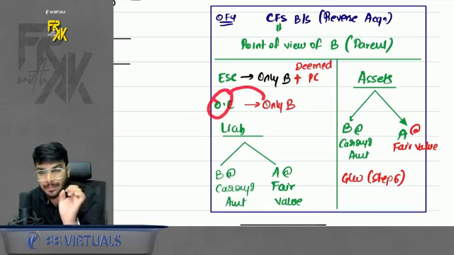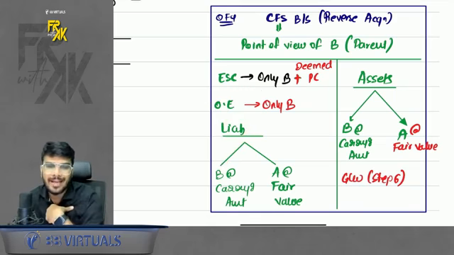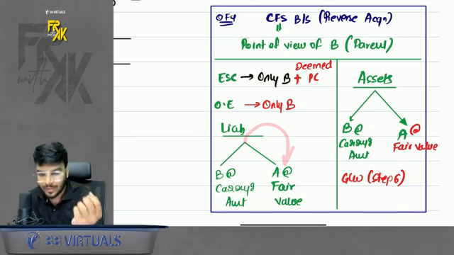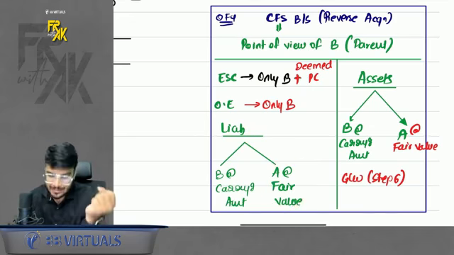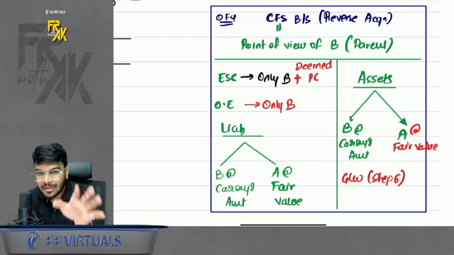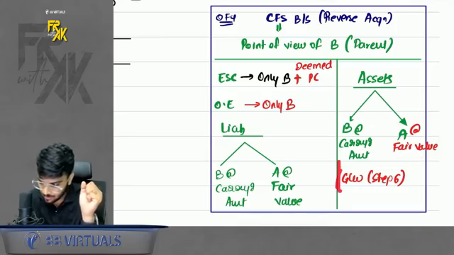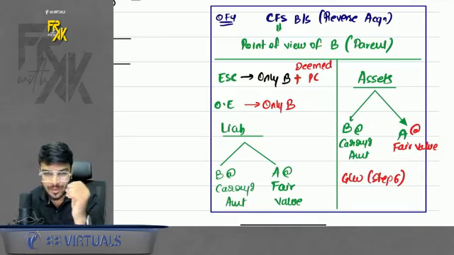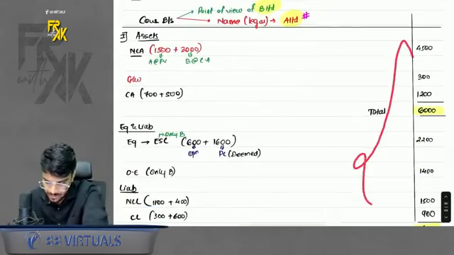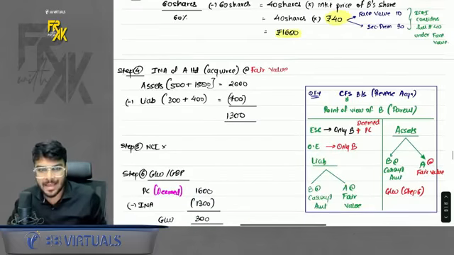Other equity also, only B will appear. Liabilities: B's own liabilities will be at carrying amount only, but the liabilities they are taking over of A, they will take over at fair value. Similarly is the case of assets. B's own assets will be at carrying amount only, but A's assets they will take over at fair value. Goodwill, if there is any, don't forget to write it. Step number 6. This is how we'll prepare the balance sheet. Of course, you need to practice the balance sheet at home as well. So this is how the reverse acquisition question works.